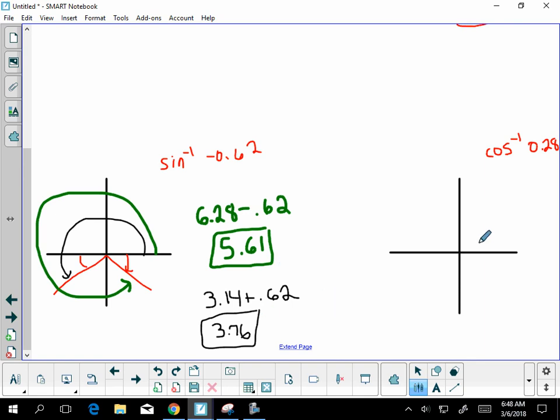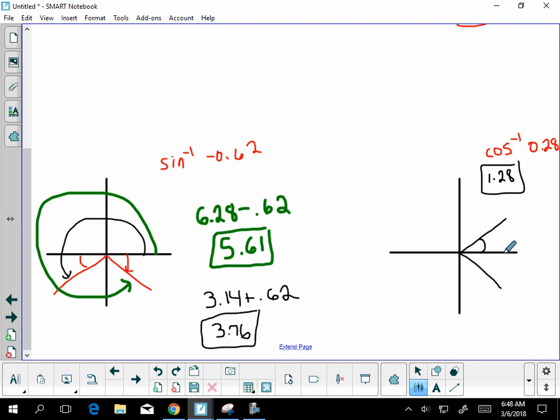On the last one, the cosine is 0.28. Well, cosine is positive, and that's your x-coordinate. So it's going to be in those two quadrants. Put it in your calculator. Second cosine, 0.28. And you get 1.28. That's going to be my first quadrant answer.